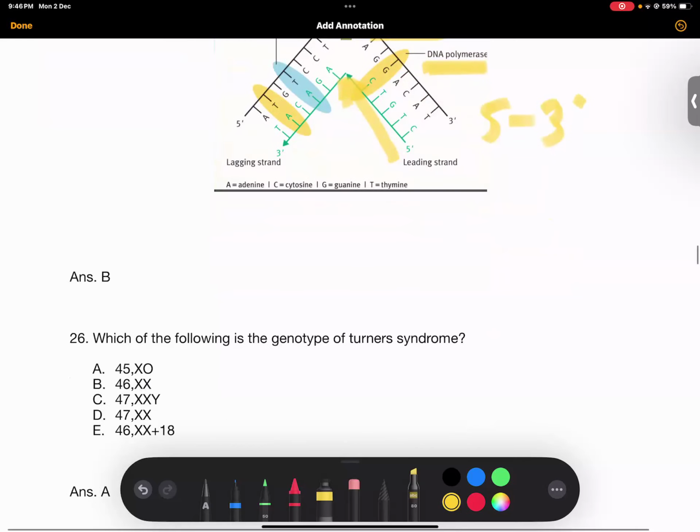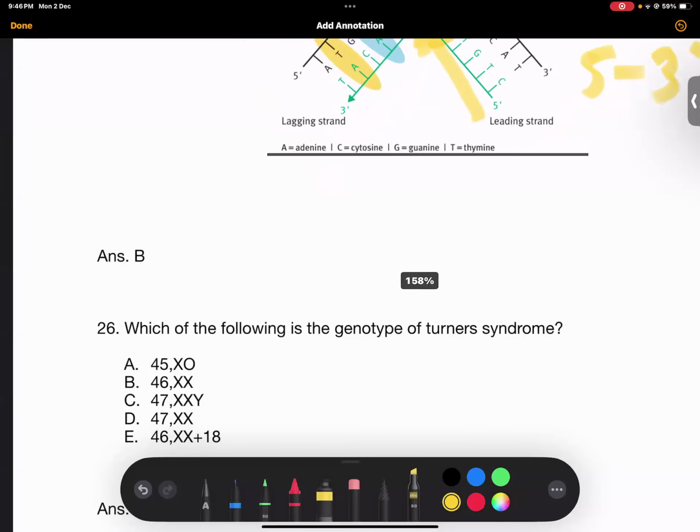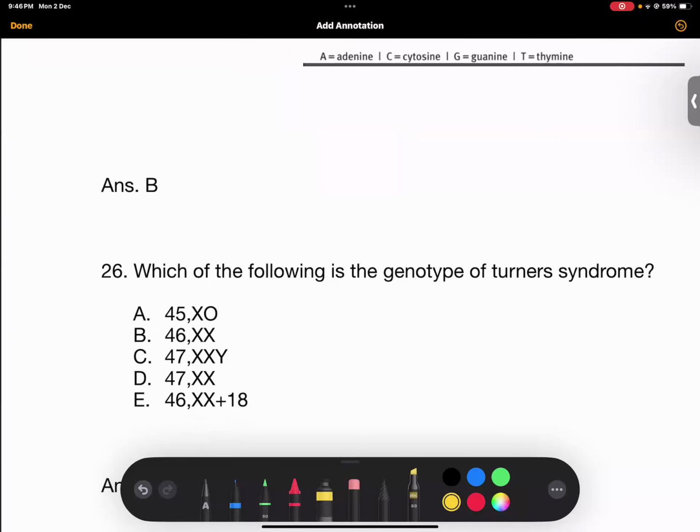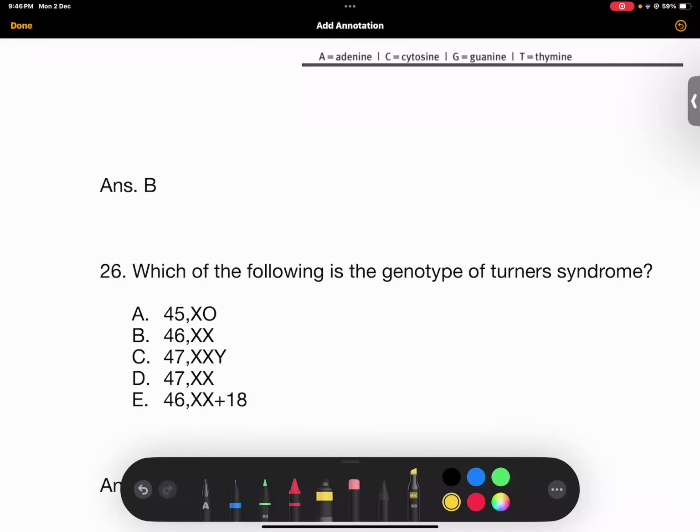Okay, so which of the following is the genotype of Turner syndrome? You all know that in Turner syndrome we have one absent chromosome. So that would be 45, and the X is absent, so it is X0. 46XX is your normal female. If you have 47XXY, that would be your Klinefelter. These things you need to remember.